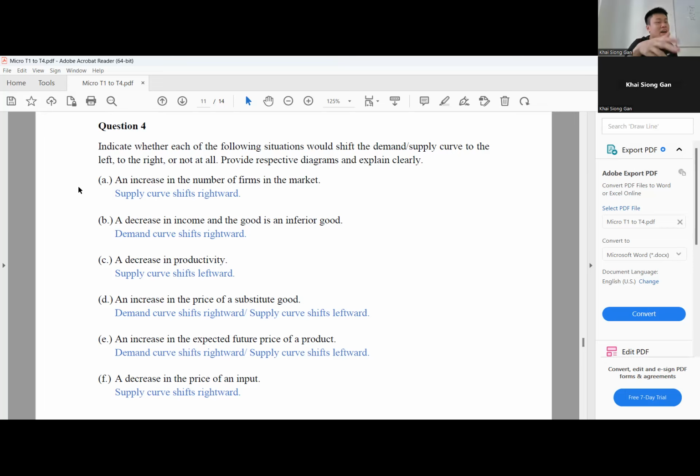Okay, but just that when you revise this one, try to think about the graph, how it's being drawn. Don't forget with the labeling.